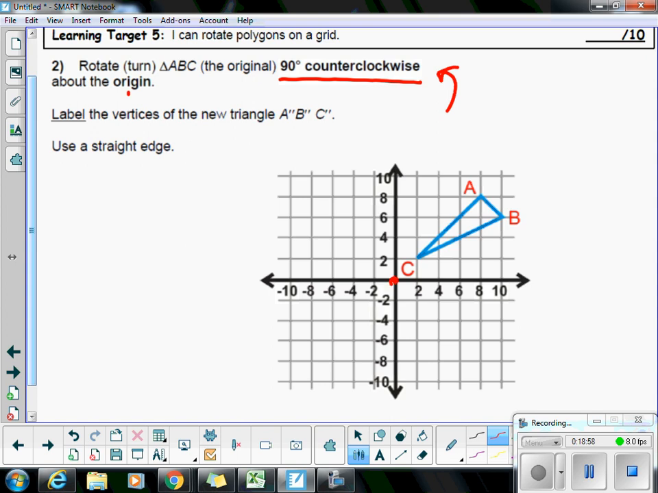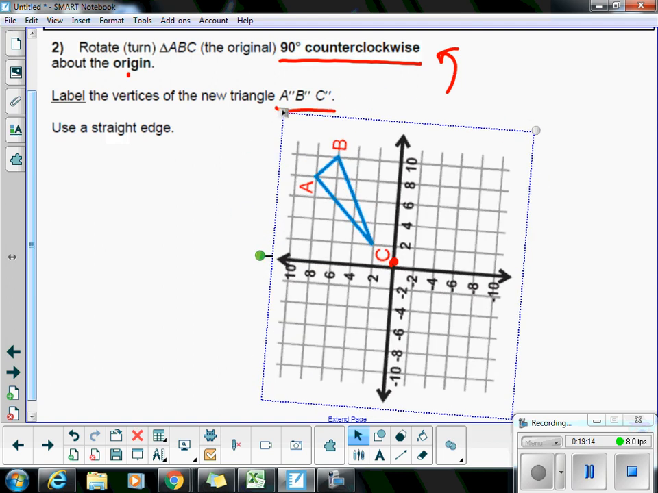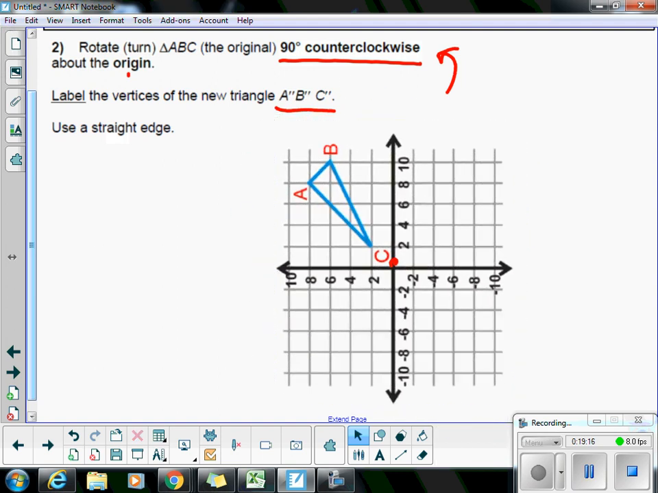And again, I have to label my vertices after I rotate this, and they want it with double primes. All right, and make sure you're using a straight edge. So here we go. I am going to turn my graph 90 degrees counterclockwise. So that's one turn to the left. All right, so we've turned one to the left. And now I'm going to act like this is a regular graph. This is where my rotation should end up.